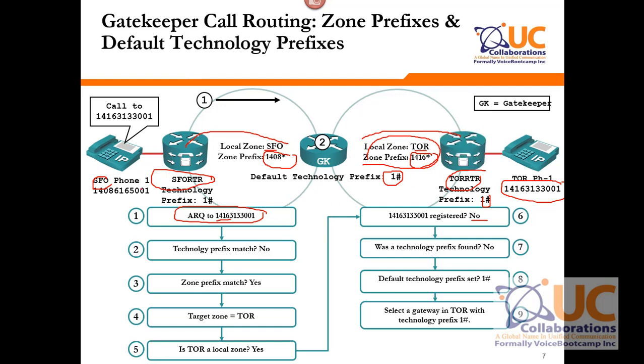Why not San Francisco? The reason why it chose Toronto, even though both gateways use the same tag prefix 1 pound or 1 hash, is the zone prefix. When two gateways use the same tag prefix, the zone prefix is used to decide the direction of the call.